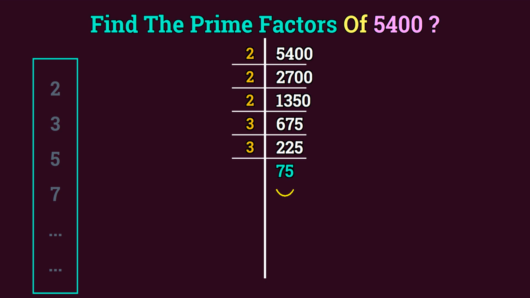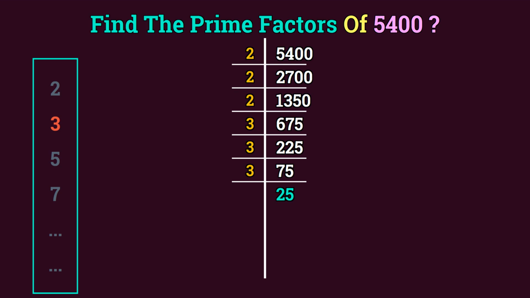Dividing 75 by 3, which equals 25. So 75 divided by 3 equals 25. Dividing 25 by 3, the result is not an integer. Since the result is not an integer, we will try to divide by the next number.